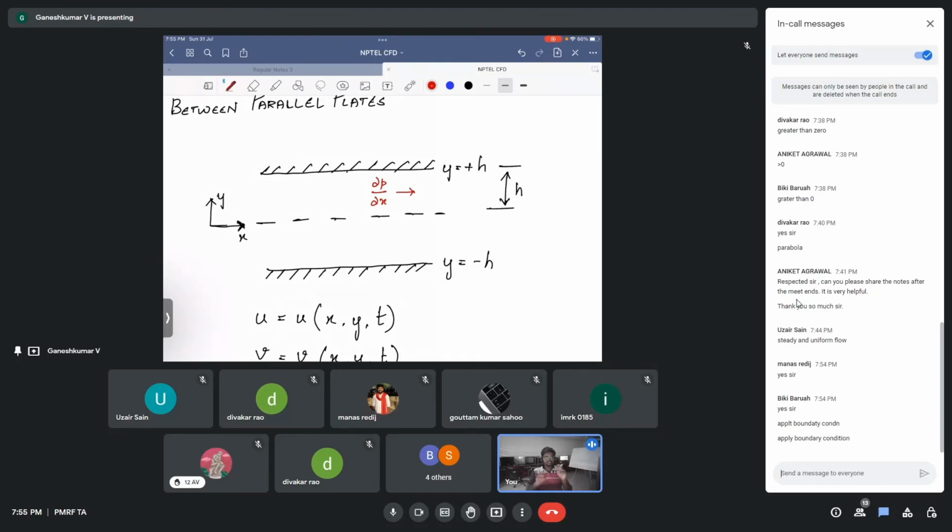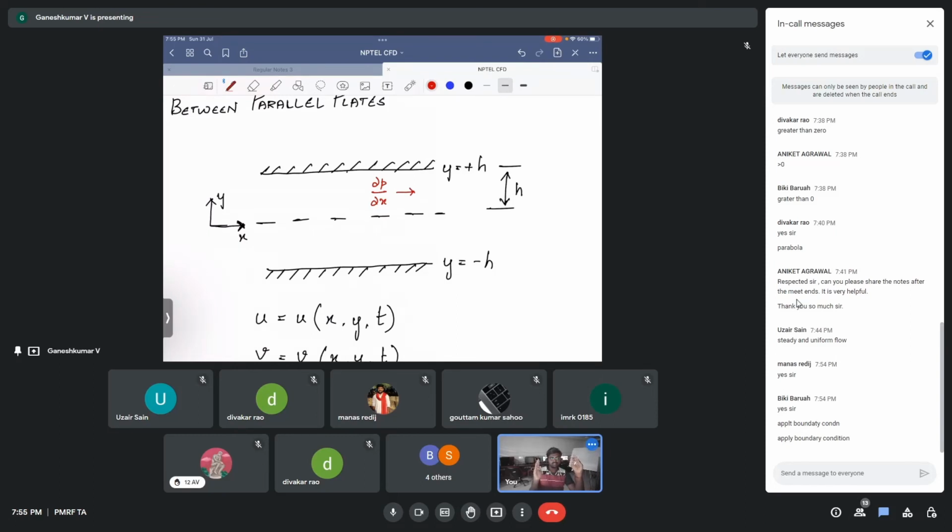Initial condition: the difference between initial and boundary condition is that an initial condition can be specified at only one time, or at one specific parameter value. So let's say at time t equal to 0, whatever condition you are giving, that is going to be an initial condition.